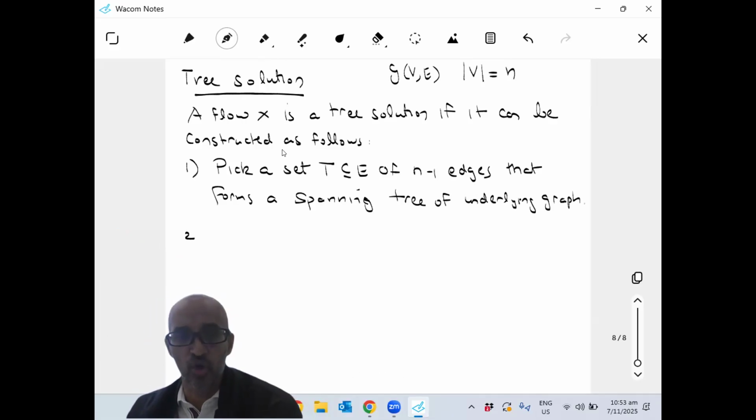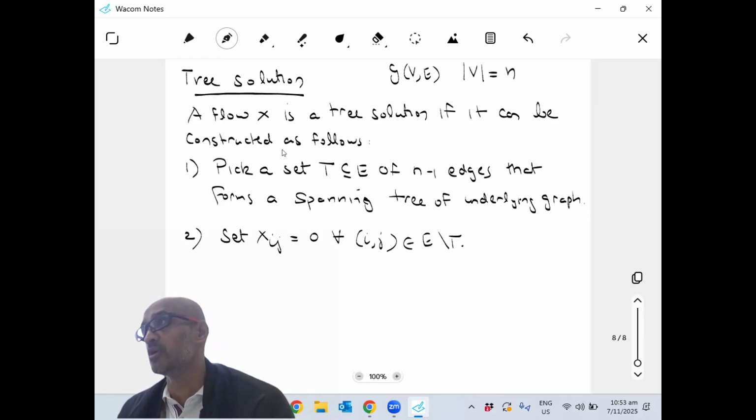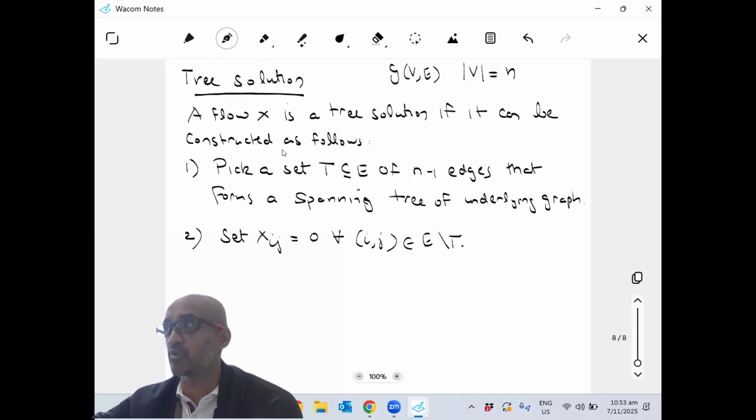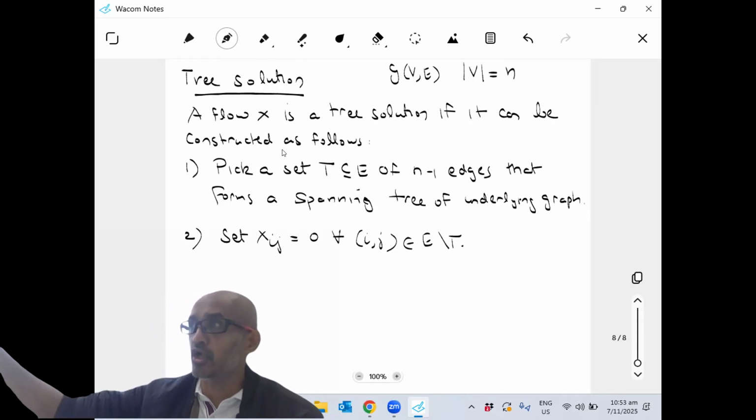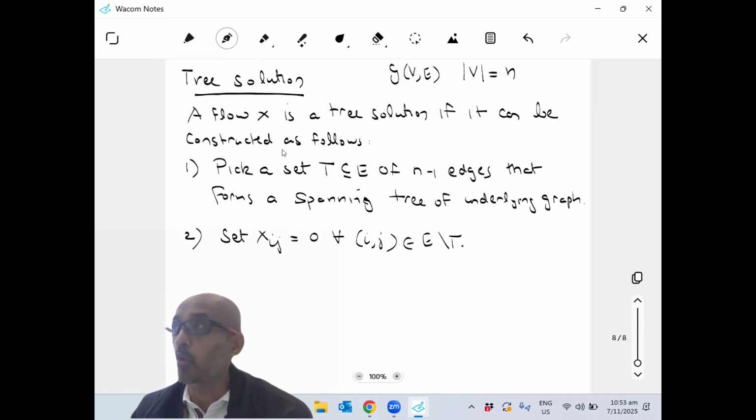So, set of edges. What do I do? Set flows x_ij to be 0 for every edge which is not in the tree. What does this look like when you compare it to standard LPs? This is the notion of non-basic variables. What do we do in standard form LPs? Non-basic variables, set them to 0, find the basic variables. Set all the flows on the arcs which are not on the tree to 0. Now what do we do?